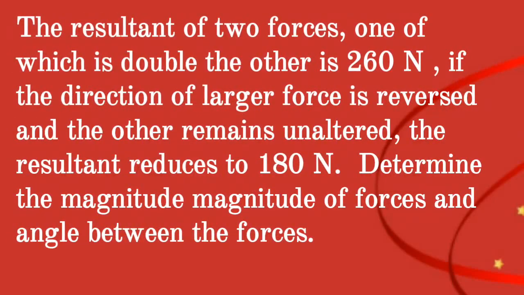Given question: the resultant of two forces, one of which is double the other, is 260 Newton. If the direction of the larger force is reversed and the other remains unaltered, the resultant reduces to 180 Newton. Determine the magnitude of forces and angle between the forces.